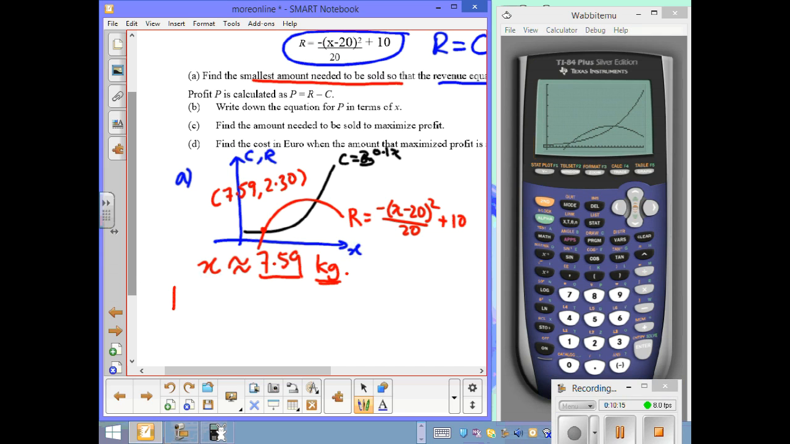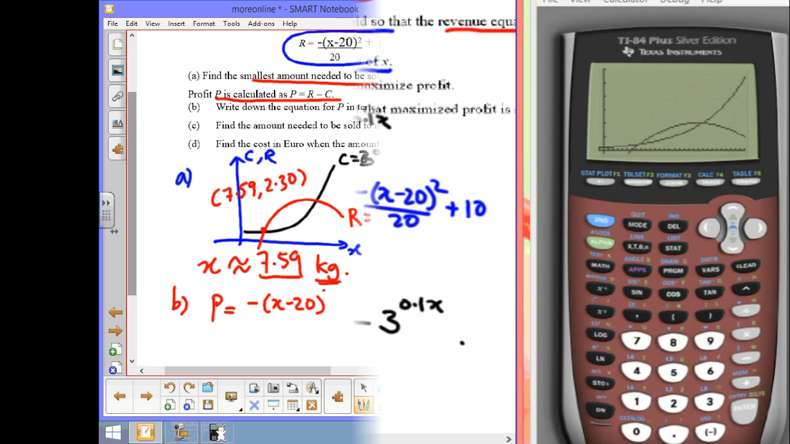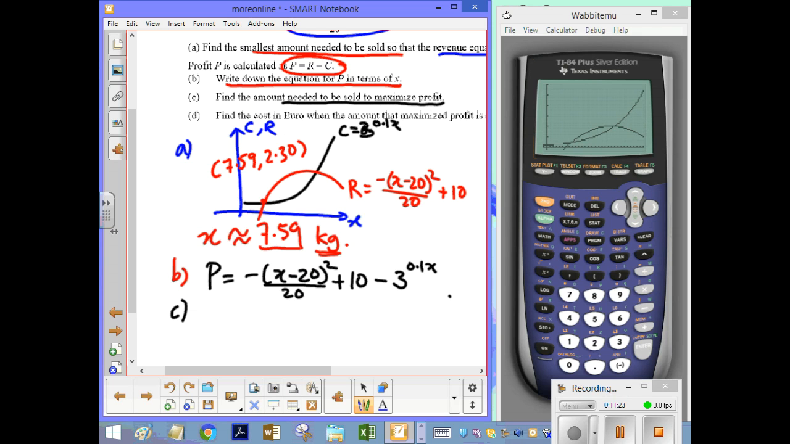Now, B: profit is calculated as the difference between R and C. Write down the equation for P in terms of x. Well, that's okay. So I'll just have to copy, basically. R, in this case, is negative x minus 20, everything squared, and then find the amount needed to be sold to maximize profit. So now I need to plot this function in B, and then I want to find where this maximum is.